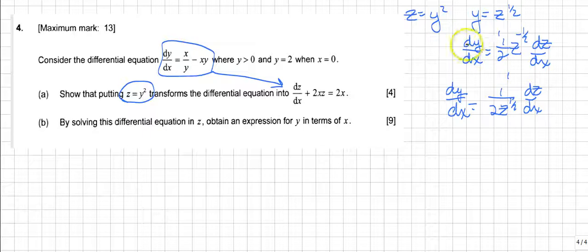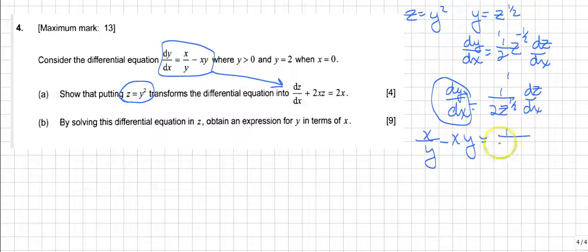Alright, again, I'm trying to get rid of the y stuff and get everything in terms of x's and z's. So dy dx, if you look back at the original, is the same as x over y minus xy. And then I'll substitute for y. Equals 1/2 z to the 1/2 dz dx. So I've already got my dz dx in there. Just got to get rid of the y's.